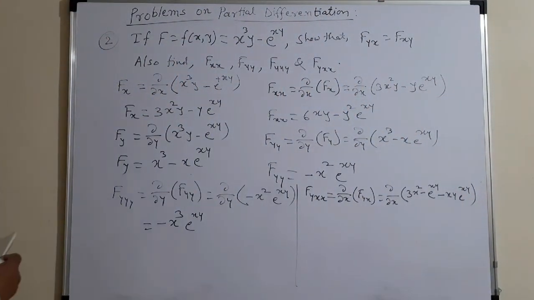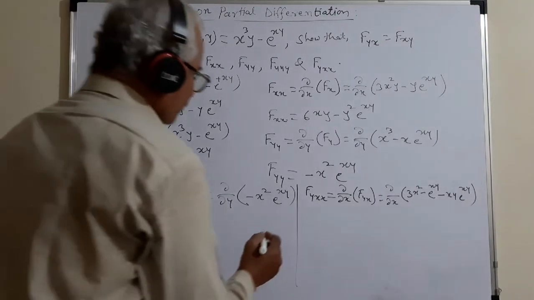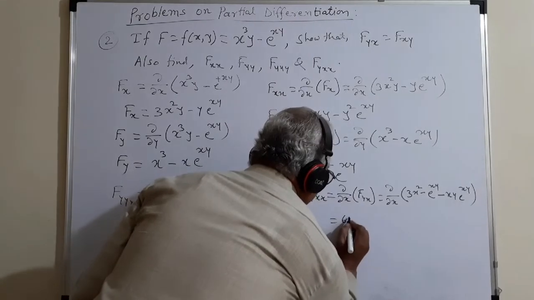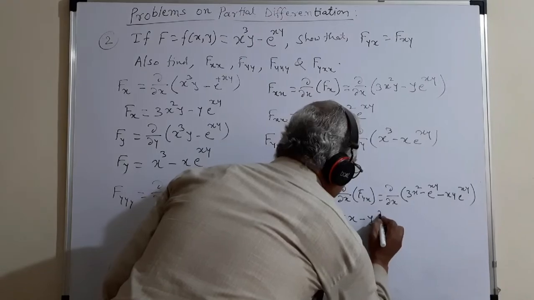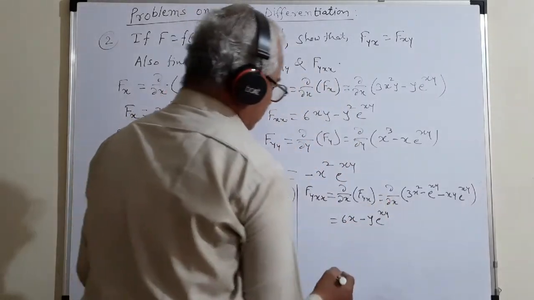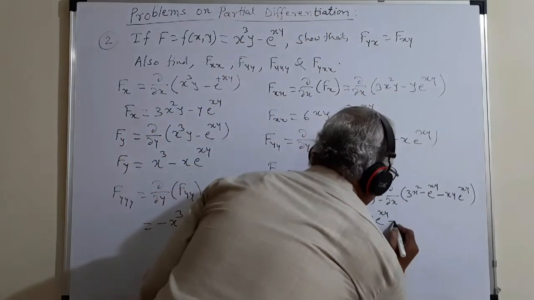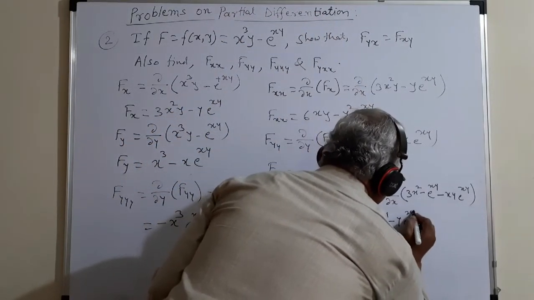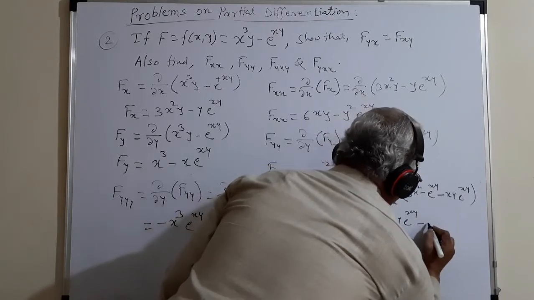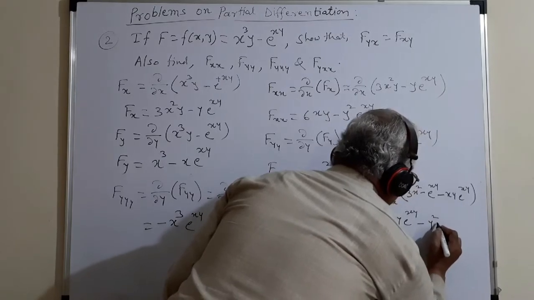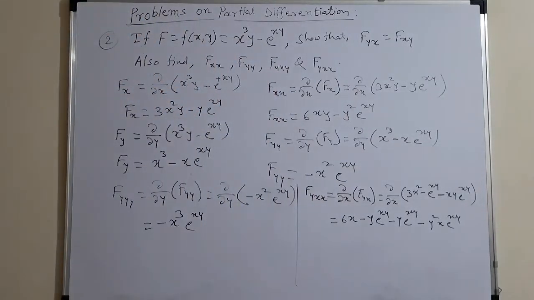So differentiating this fyx partially with respect to x, we get 6x minus y e raised to xy. Partially with respect to x, we have to apply the product rule here. So minus y e raised to xy minus y square x e raised to xy. So that is the expression for fyxx.